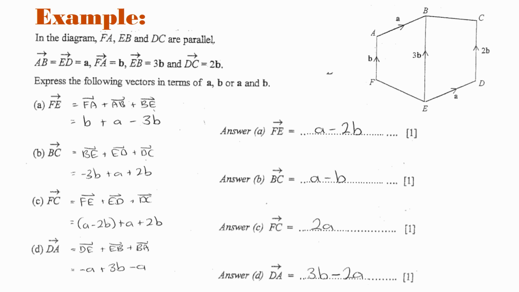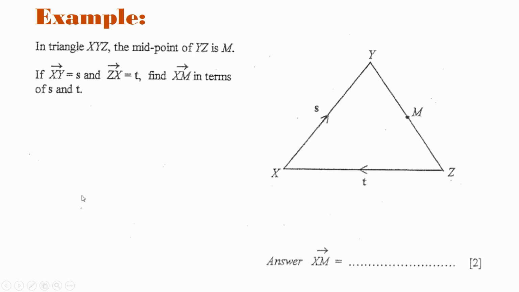Okay, another example. In a triangle XYZ, the midpoint of YZ is M, so just be aware that's a midpoint there. If XY equals S, drawn in, and ZX vector equals T, that's drawn in. Find XM in terms of S and T. So many different ways you can do it. XM, we can either go here to here to here, or here to here to here. And we know these sides, but we don't know this side.